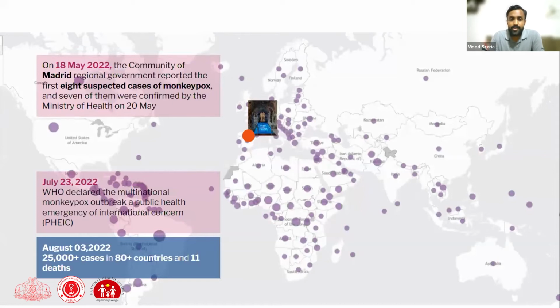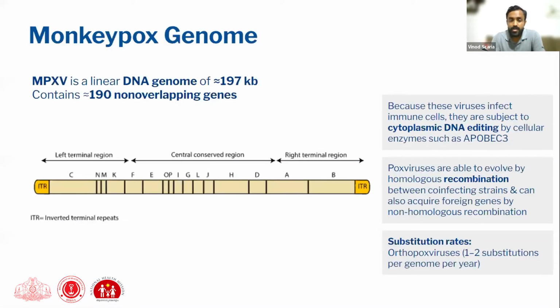Now, of course, Dr. Himanshu has alluded to this, so I'll not explain much in detail. The initial cluster was from 18th of May 2022 from Spain, and of course, by July 23, it was declared as a public health or an epidemic of public health importance. There are multiple cases now, close to 30,000 cases.